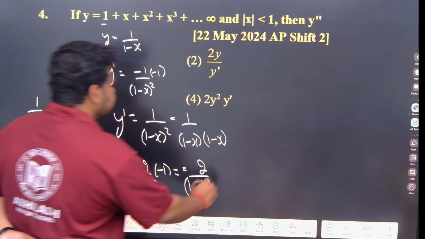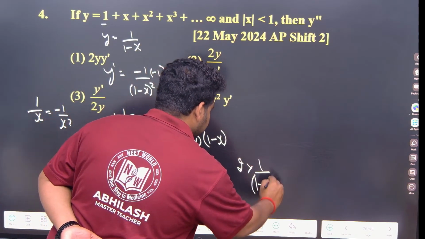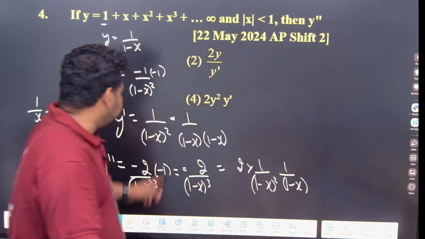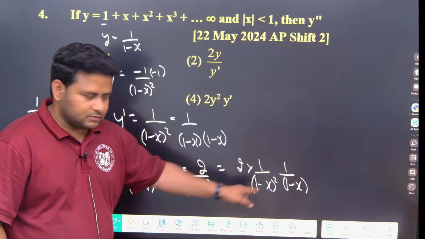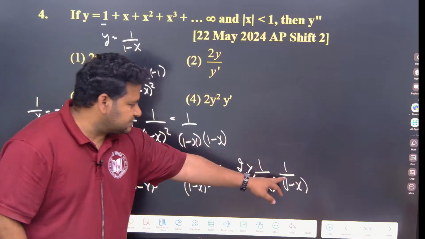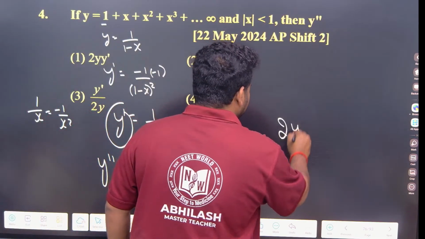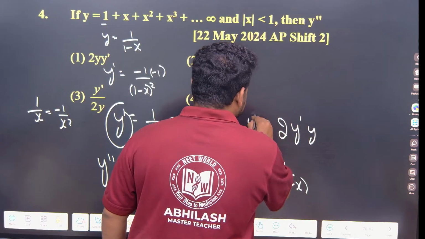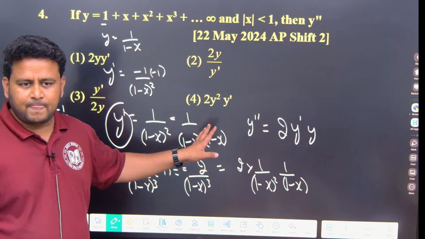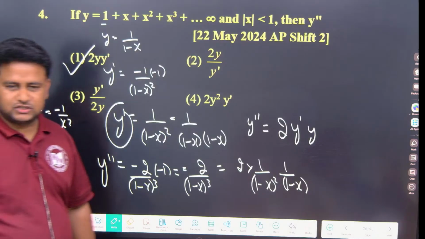So this I can write as 2 into 1 by 1 minus x whole square into 1 minus x. 1 by 1 minus x whole square is y dash, and 1 minus x is y. So we have the value 2 into y dash into y. Y double dash is 2 into y dash into y. Clear? Any doubt here? So the answer is the first option.